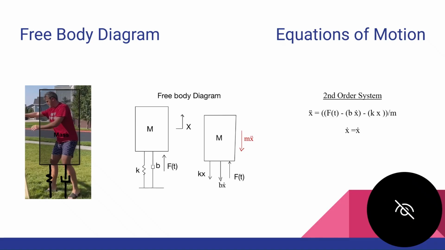By making some assumptions, we ended up with this free body diagram and these equations of motion, giving us a second order system. Our first assumption was that we modeled Dr. Yusevich's body as a single mass, neglecting the mass of his head and his arms and his legs. Our second assumption was that each of his legs has the same K and B value.